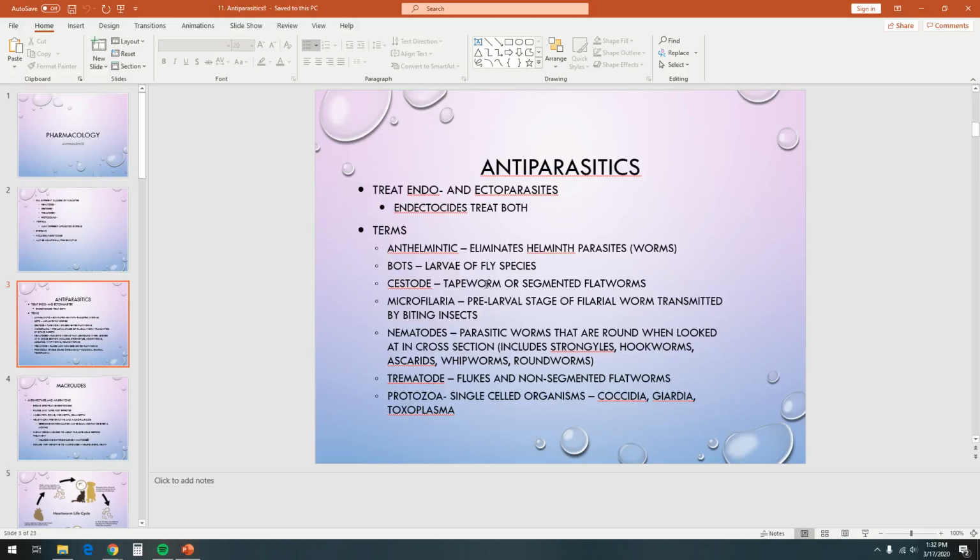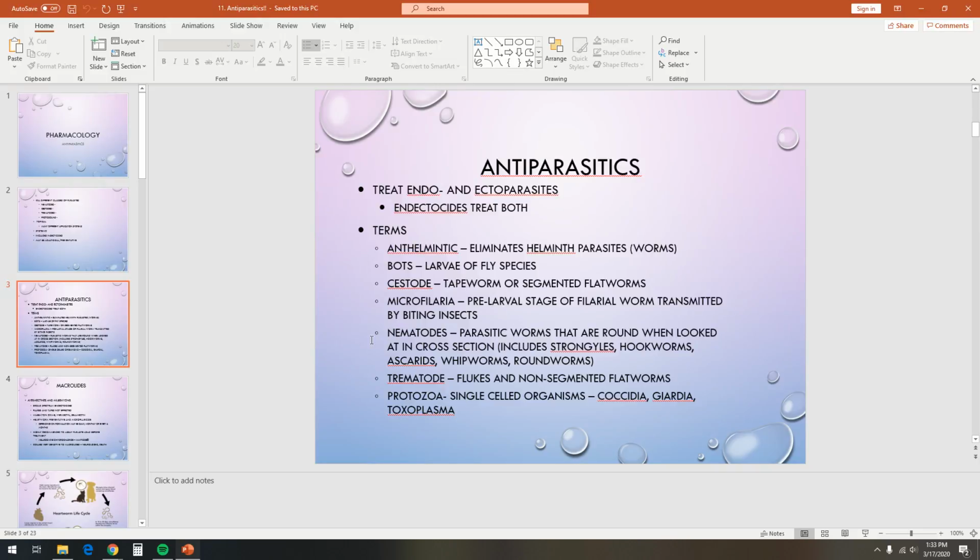Cestodes are going to be tapeworms or segmented flatworms. They are a different class than our roundworms, and we'll talk about those. Microfilaria are the pre-larval stage of filarial worms transmitted by biting insects. We talk about this with heartworm. What this means is that they are microscopic, itty bitty tiny little baby worms before they become giant big adult ones.